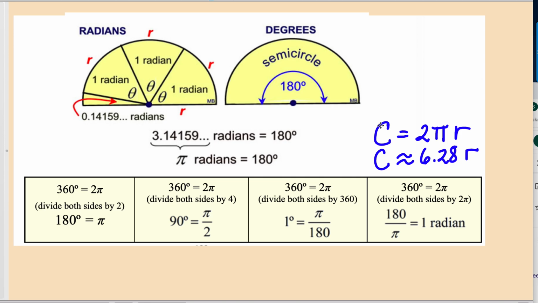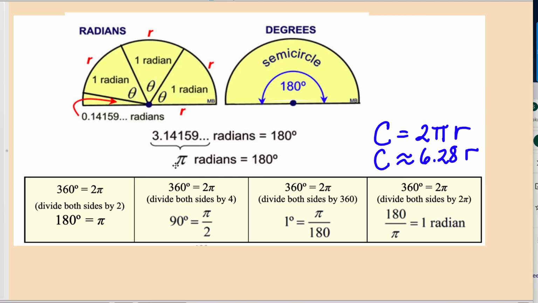If you remember the circumference formula, C equals 2 pi r, and 2 pi is about 6.28 radii. So there are about 6 radii that go all the way around the circle. If you just want half a circle, it would be 3.14159 radians.